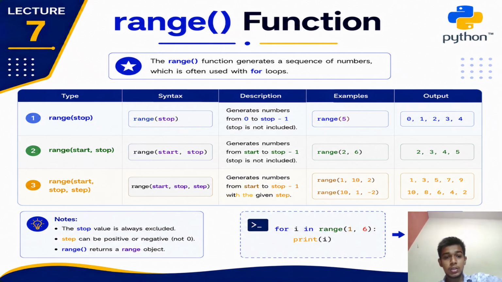Now, the first form is range(stop). Here is the syntax. This generates numbers starting from 0 up to stop minus 1. This means if you can see that here it is 5, then the numbers will be from 0 to 4. If here it is 6, the numbers will be 0 to 5.